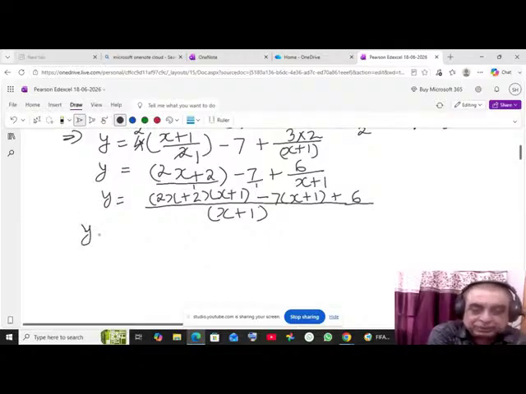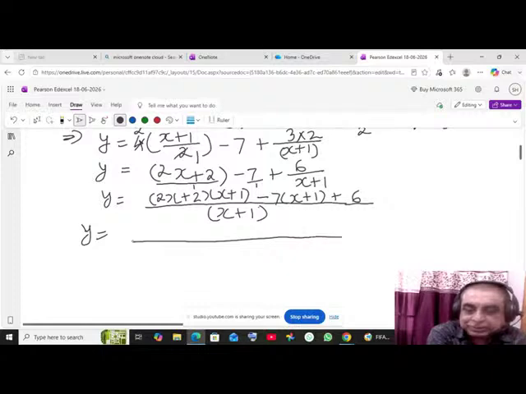So y value is equal to: multiply 2x with both the terms of the second bracket, and keep the same denominator, x plus 1. So 2x, the first term of the first bracket, multiplied with x of the second bracket: 2x times x is equal to 2x squared. Then multiply 2x with the second term plus 1. So 2x multiplied with plus 1 is 2x.